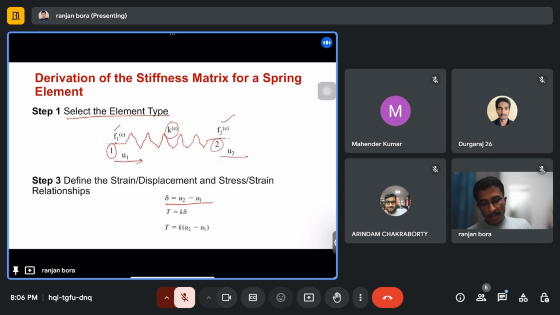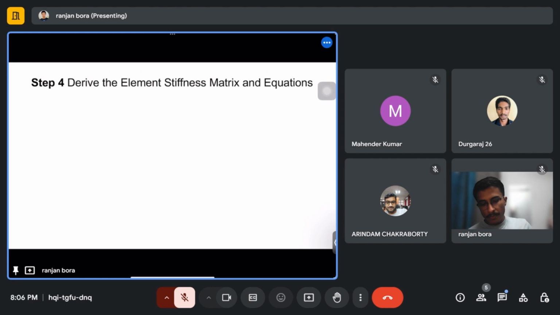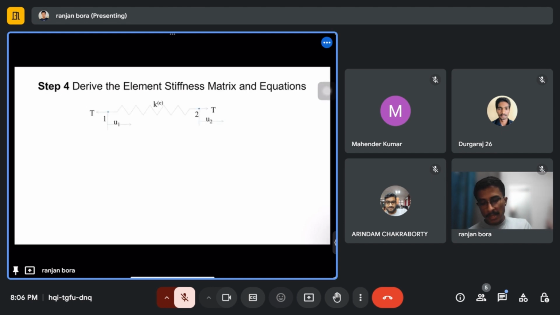The third step is to define the strain-displacement and stress-strain relations. For a spring, we know this relation: force equal to stiffness times the elongation. Here delta is the elongation, which is U2 minus U1. Now the next step is to derive the element stiffness matrix and equations.